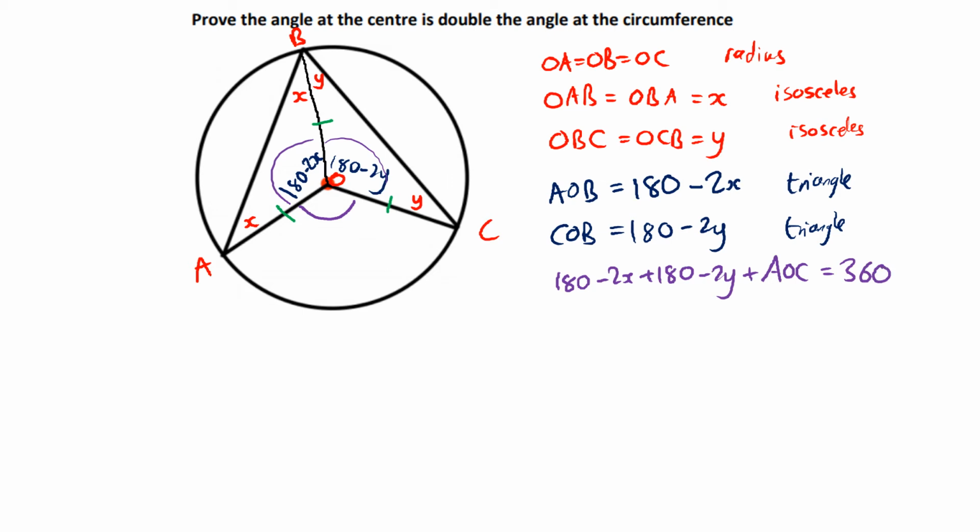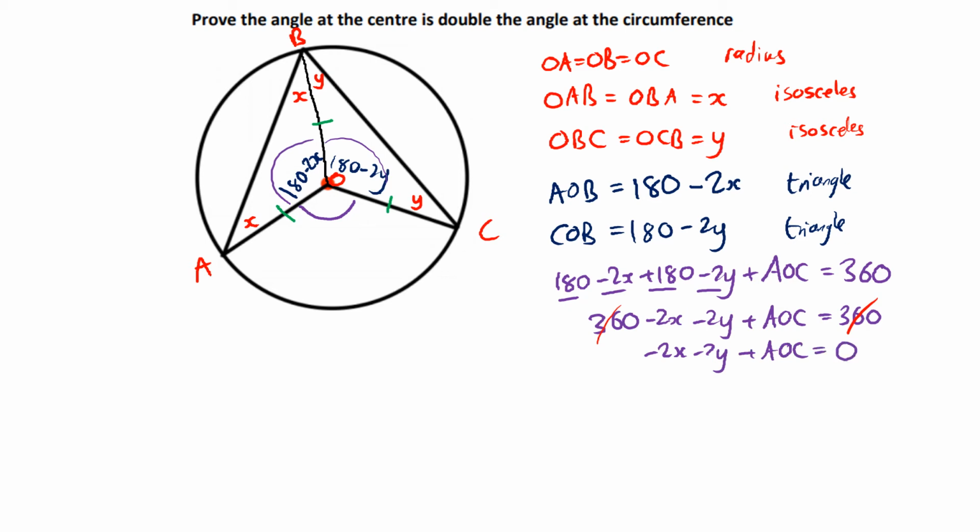Well, let's simplify this a little bit. So we've got 180 plus 180 minus 2x minus 2y plus this AOC is equal to 360. Well, we can definitely cancel out the 360s from each side. We can take away 360 from each side, and we can end up with the statement that minus 2x minus 2y plus AOC is equal to 0. And then we could add the algebra across to the other side. We could say that AOC is equal to 2x plus 2y.